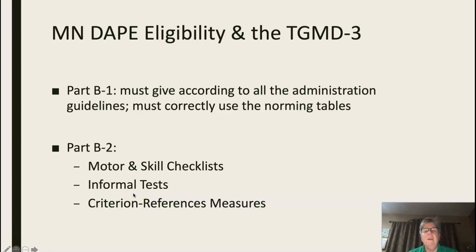And then lastly, I see the possibility of using the TGMD-3 as a Part B2 assessment as a criterion referenced measure, because it has criterion within each of the skills that you are asking the students to do. Can they meet the criterion, yes or no? So I think it fits nicely as an assessment instrument for both our Minnesota eligibility criteria for Part B1 as well as Part B2. And it really just is what you want to make of it in terms of which category you would like to use it to determine your eligibility for your student.